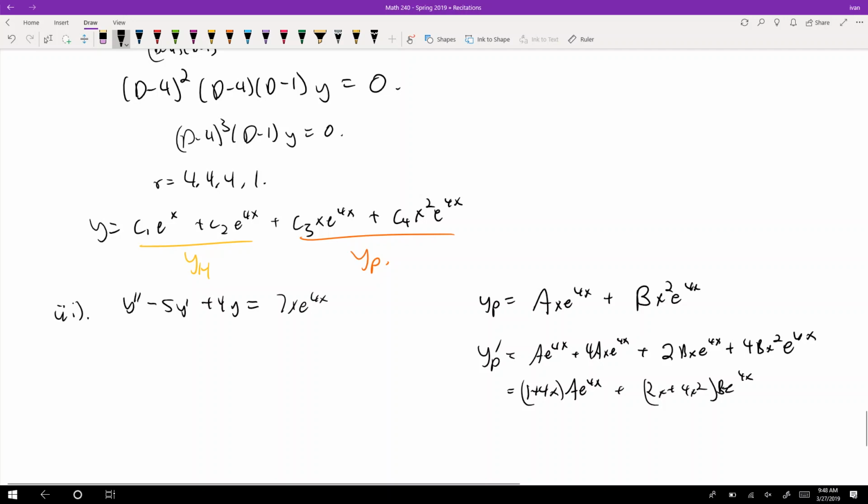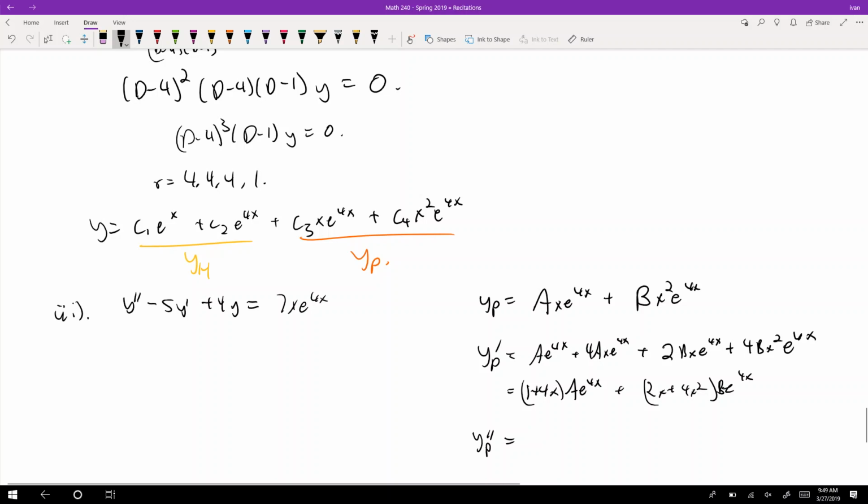Okay, so I'm just grouping certain terms, where I'm factoring out an a e to the 4x and I'm factoring out a b e to the 4x. All right, now we need to find yp double prime. Okay, and what is that?